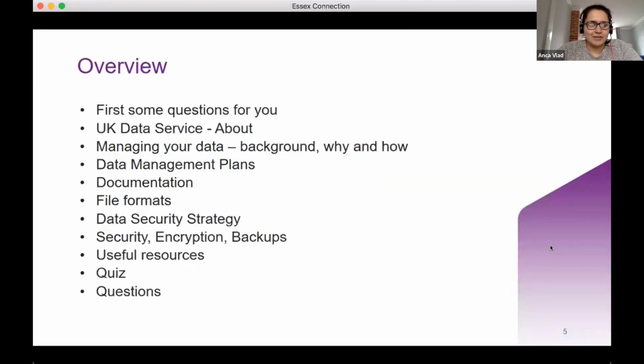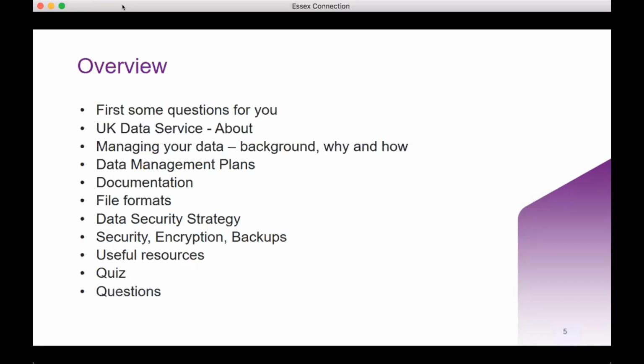Okay. Let's start. So first, let's have a brief overview of what we're going to go through today. I'm also going to stop my video because we don't want any distractions on the screen. We will start with a short overview of who we are at the UK Data Service and what we do. We will then look at what documentation we need to prepare when planning to share our data, including some examples for you to have a look at. We will also cover data management plans and data security strategies, and then we will answer your questions.